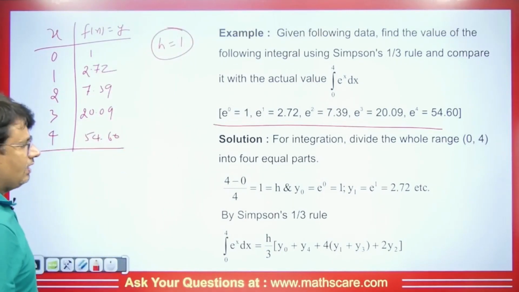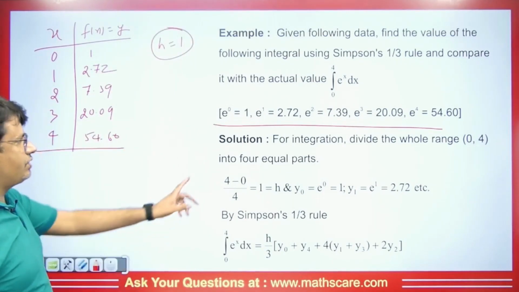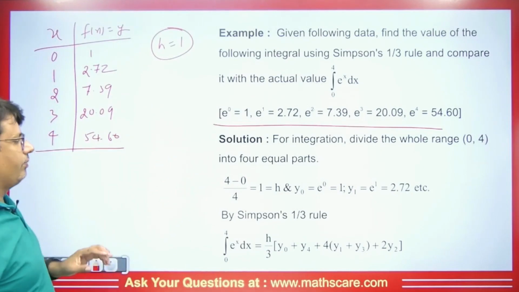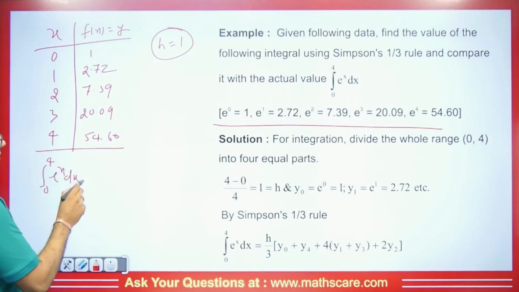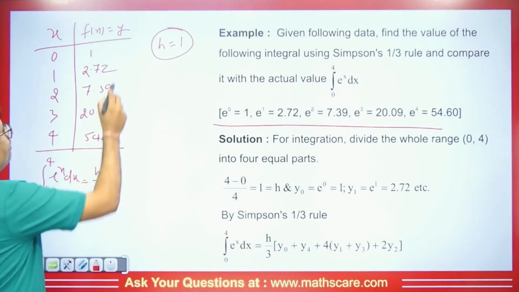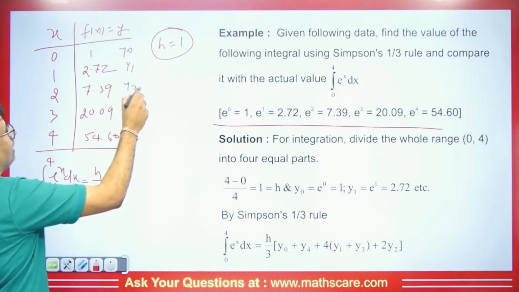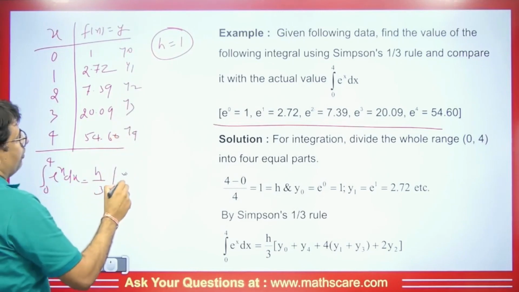Now, what will we do? Since we know that the value of h is 1, we will apply the formula. When we apply the formula, we will get what? It will be the same, integral from 0 to 4 of e to the power x dx. And we will have h by 3. First term, this y0, y1, y2, y3 and this is y4.